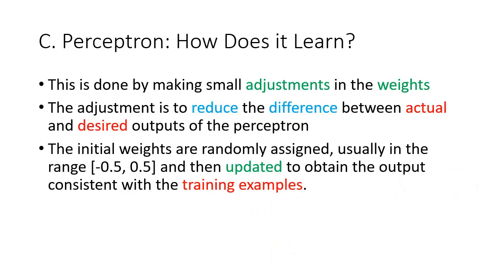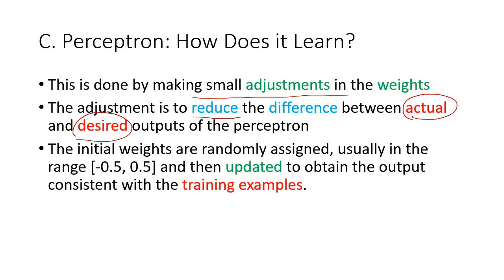How exactly is a perceptron capable of learning? It is through making small adjustments in the weights. The purpose of the adjustments is to reduce the difference between actual and desired outputs of the perceptron. For example, if a result of summation of input and weight falls under class A1 when it is supposed to be A2, the weight for that input will be updated.